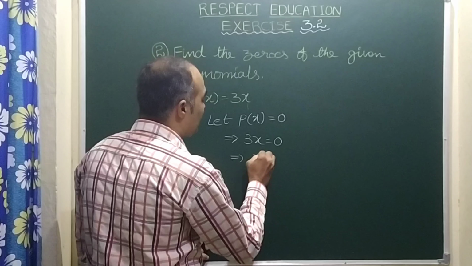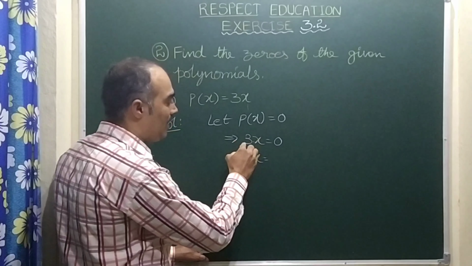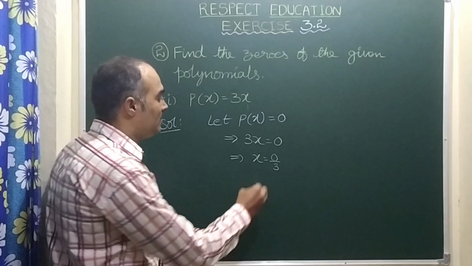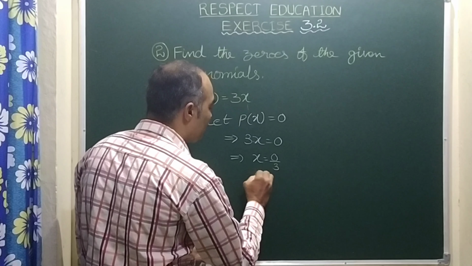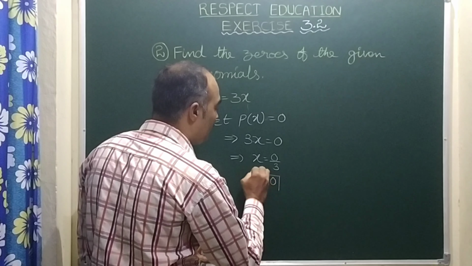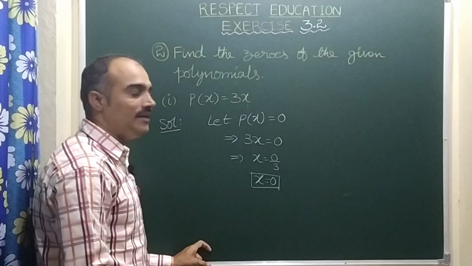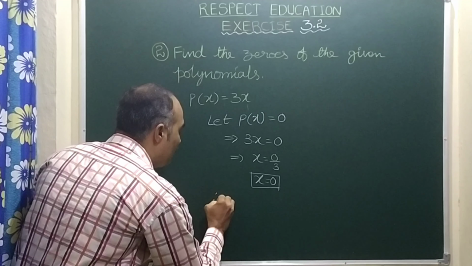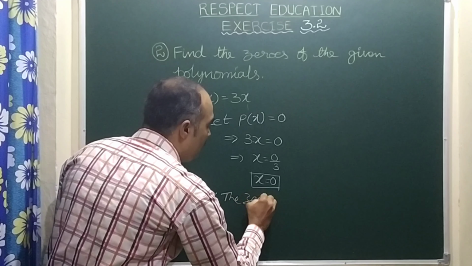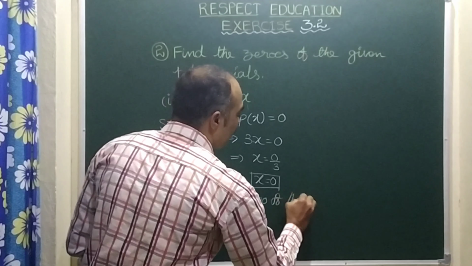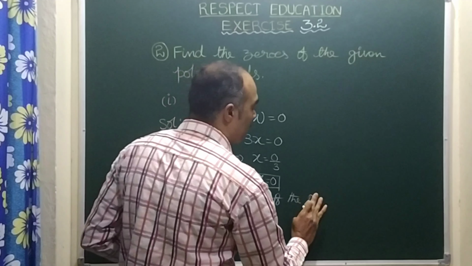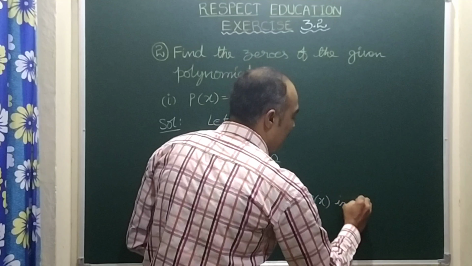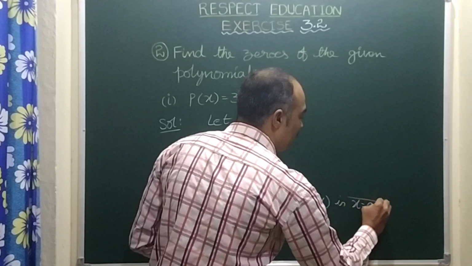So x is equal to, let us send 3 to that side, it will become 0 divided by 3. So 0 by 3 is nothing but 0. So finally x equal to 0, right? Now the answer is, find the zeros of the polynomial. Therefore the 0 of the polynomial p of x is x equal to 0.